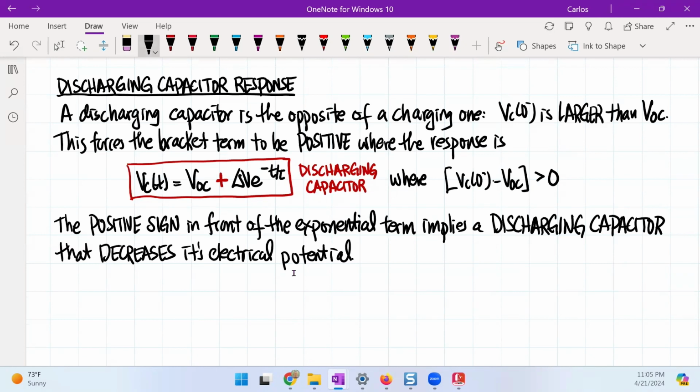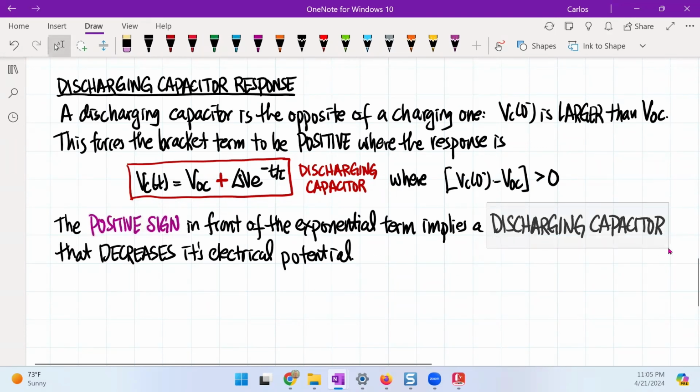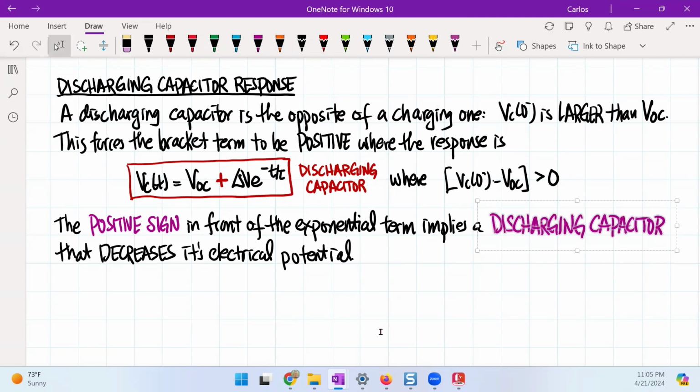So as before, we have to really get these signs right. So I'm going to highlight that, and I'm going to highlight this here. It's easy to mix up that a charging capacitor should have a plus sign, and a discharging capacitor has a negative sign. That turns out to be incorrect. So now let's look at this thing graphically.